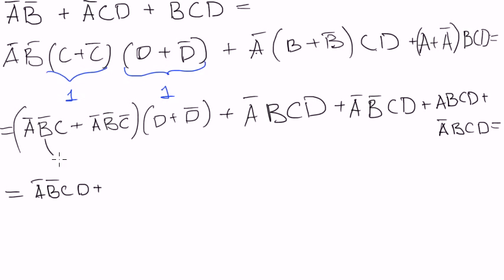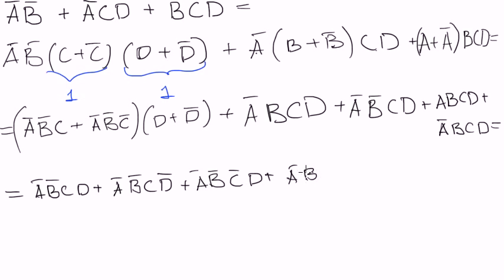Then we multiplied this by this. Now we are going to multiply this by this one. So it's going to be a negated b negated c d negated. Now we multiply first this one by this one, and then this one by d negated, right? Plus a negated b negated c negated d plus a negated b negated c negated d negated.